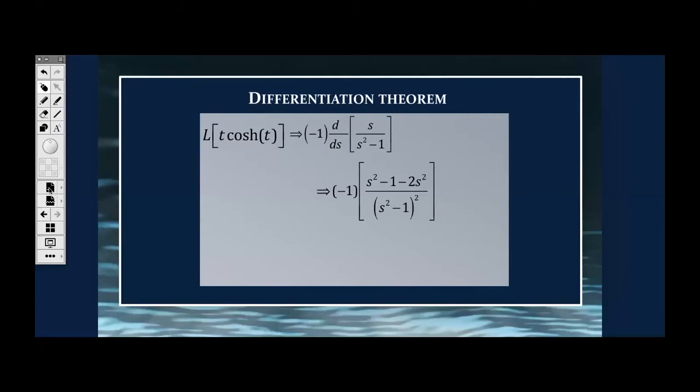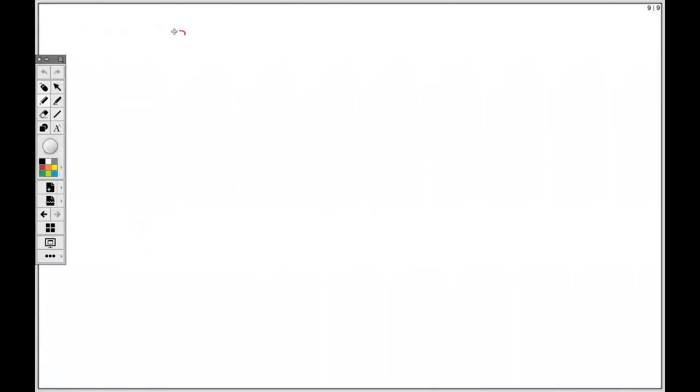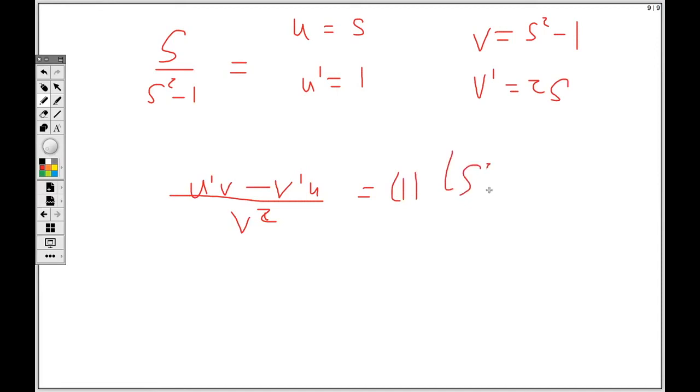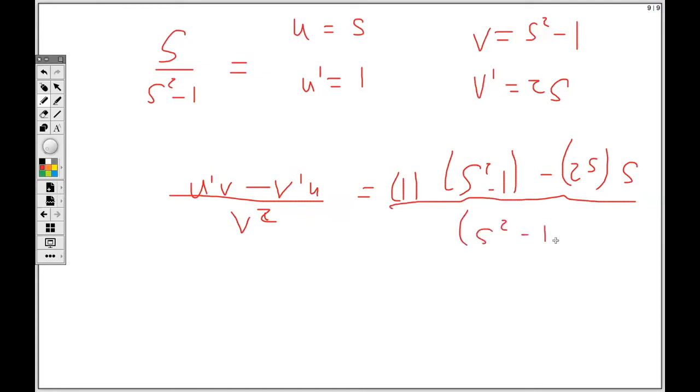Now, if you're still not seeing this, don't worry, I'm going to do it on this whiteboard. So I'm going to differentiate s over s squared minus 1. So we said u is s, and v is s squared minus 1. So if I differentiate the s, I will have 1, and I differentiate the s squared, so I'll have 2s. So substituting into this formula, which I've showed you before, I will have my u prime to be 1, my v to be s squared minus 1, my v prime to be 2s, and my u to be s, all over s squared minus 1, all squared.